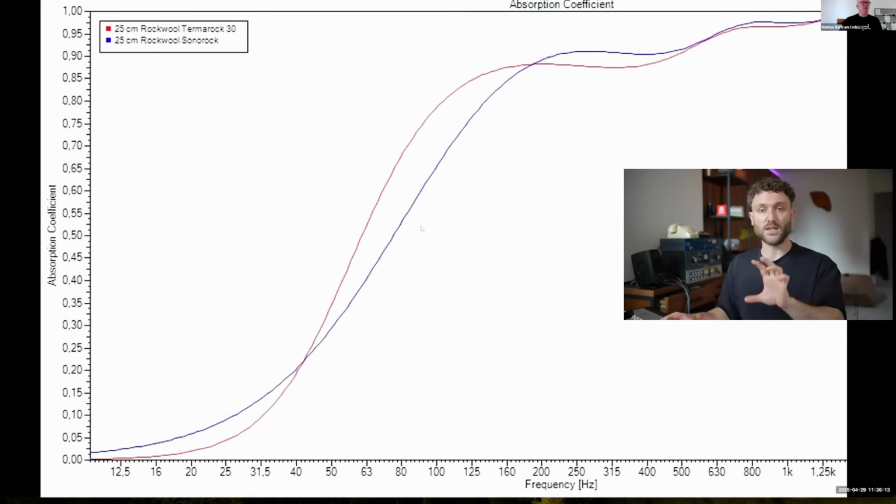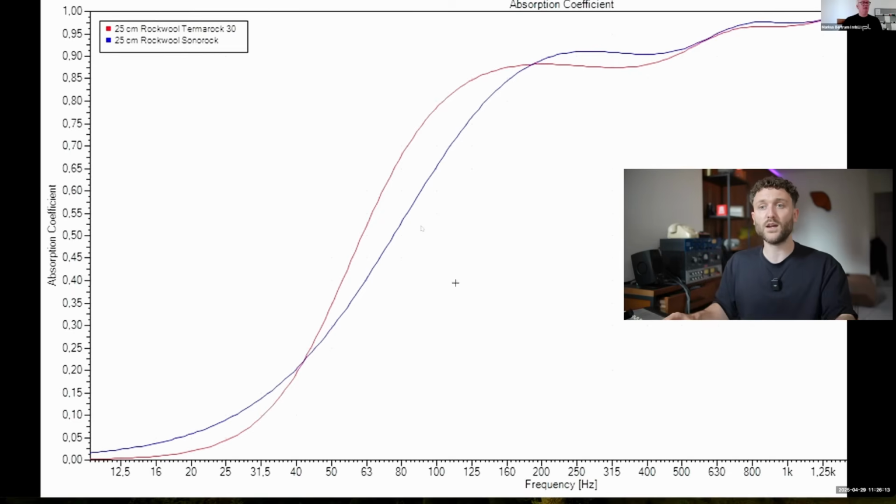Before we dive into the next section, I think it's good to explain a little bit about the graph that you're seeing in front of you. This graph shows you the absorption coefficient. We use this graph to determine how good an element or a product is at absorbing sound over a frequency range.